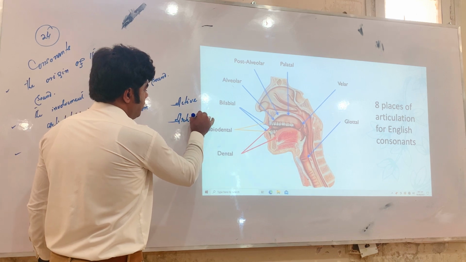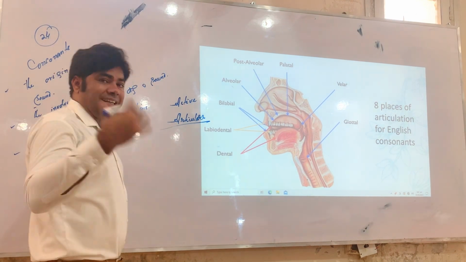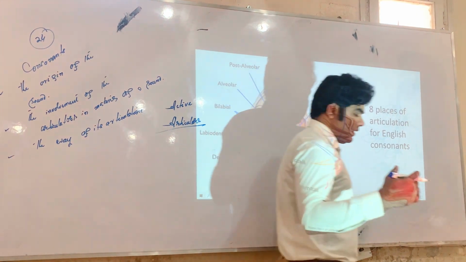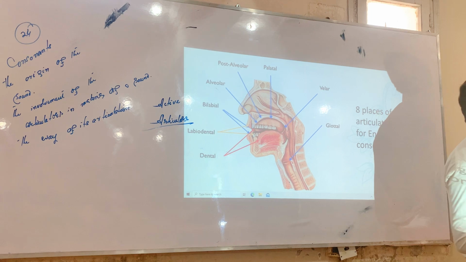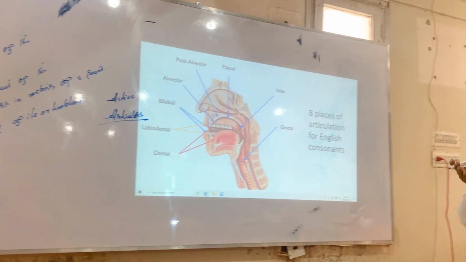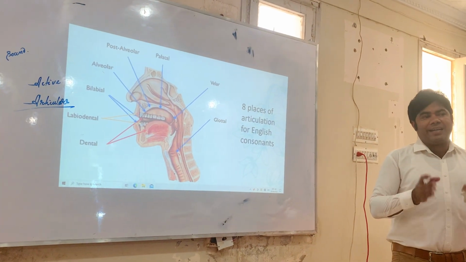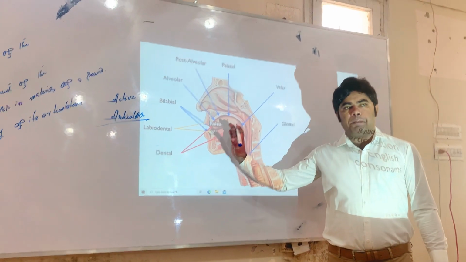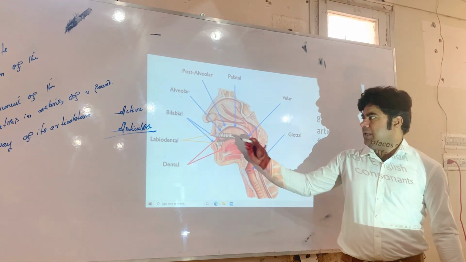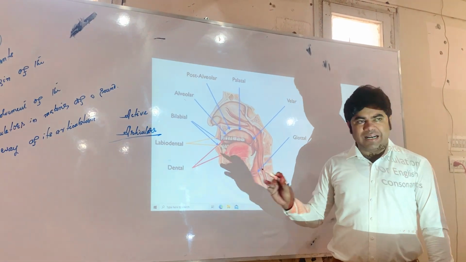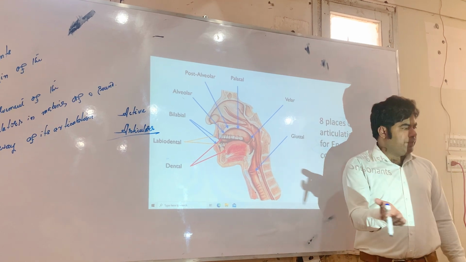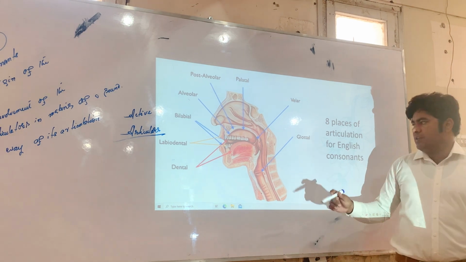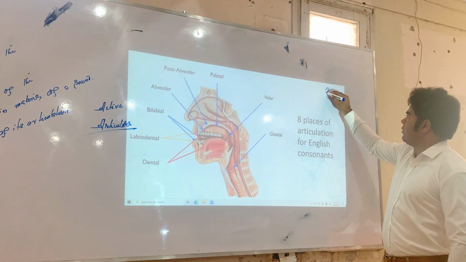What do you call them? Active articulators. Why do you call them active articulators? The reason is that they are directly involved in making up a sound. For example, when we make the sound pa, it is both the lips that are directly involved. That is why we call them active articulators. Whereas there are some passive articulators also.